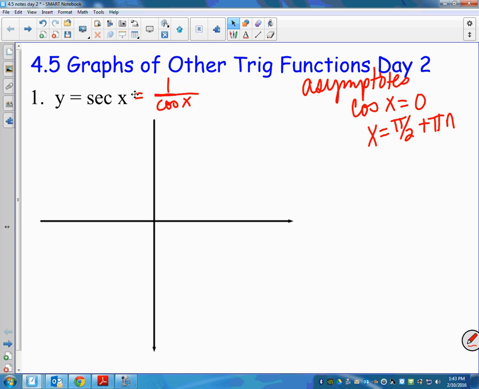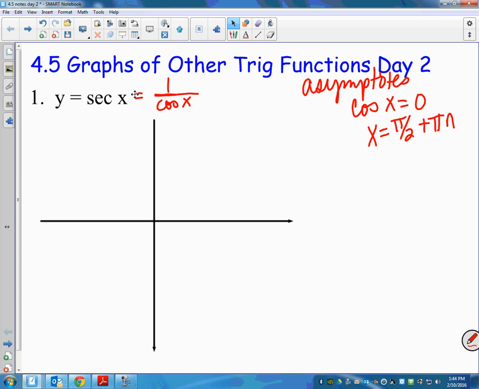Right, didn't we write this for tangent? Pi halves plus pi n? Because if I add pi to pi halves, I'll get 3 pi halves, and if I add pi again, I always get back on the y-axis. You could say pi halves plus 2 pi n, 3 pi halves plus 2 pi n, but it's unclear.